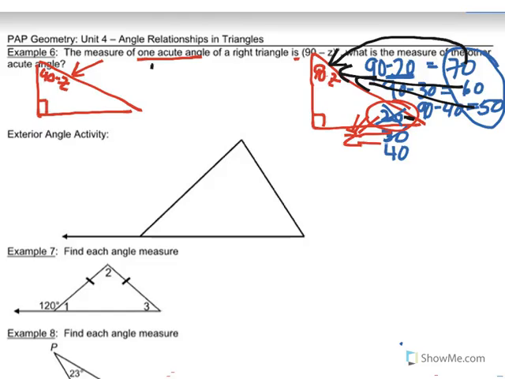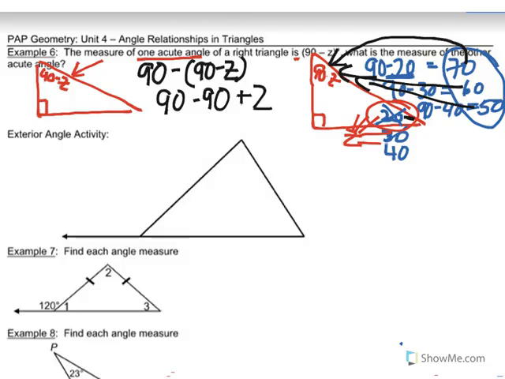So let's write an equation. We took 90 degrees and we subtracted 90 minus Z, and so that would be 90 negative 90 plus Z, and these cancel out, so we're left with Z. So we know that the measurement of this angle really is Z.